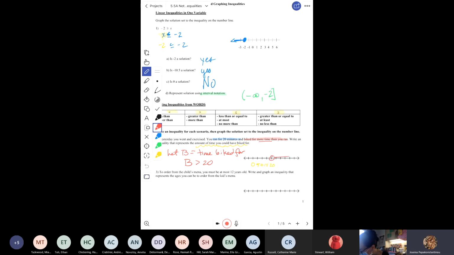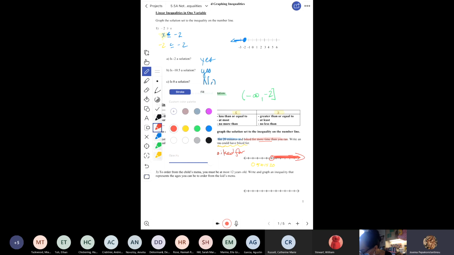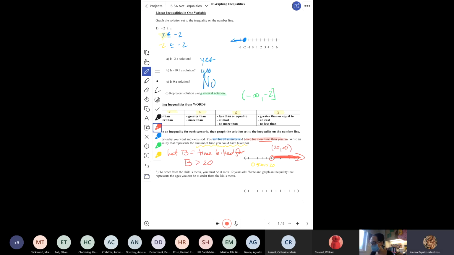Open and shading to the right. And again, if I wanted to represent that just for kicks as an inequality, the inequality would be open at 20 to positive infinity. Always open with infinity. A few things I noticed is that some people, when they're writing intervals, don't always put the smallest value first. In an interval, the smallest value always goes first. Okay, let's look at the next one.